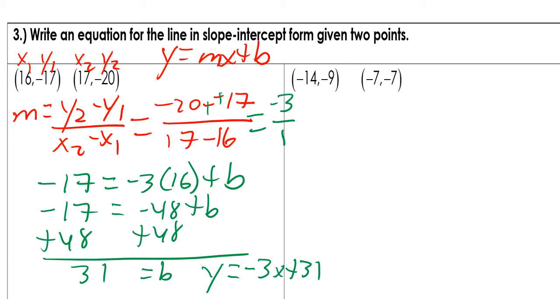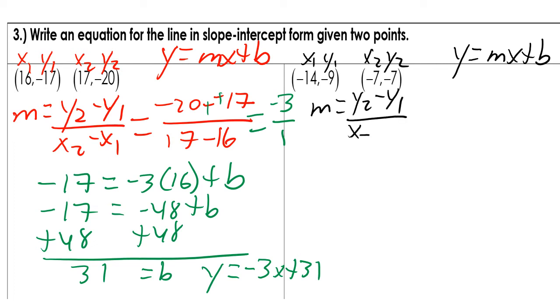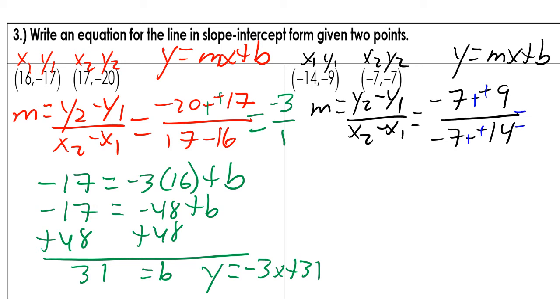How about that? All right, let's try another one. y equals mx plus b, x1, y1, x2, y2. I start with the slope formula. m equals y2 minus y1 over x2 minus x1. So I have -7 minus -9 over -7 minus -14. Minus negative becomes plus positive. I got that on top and bottom of the fraction.